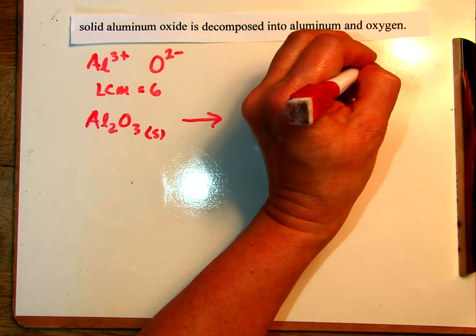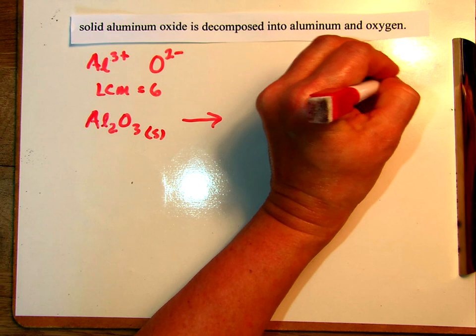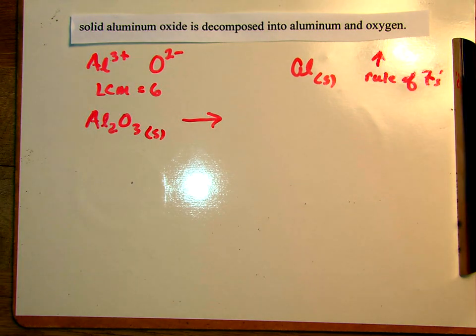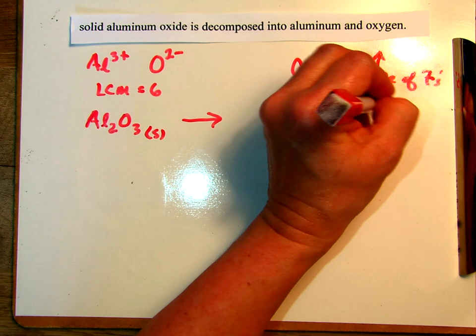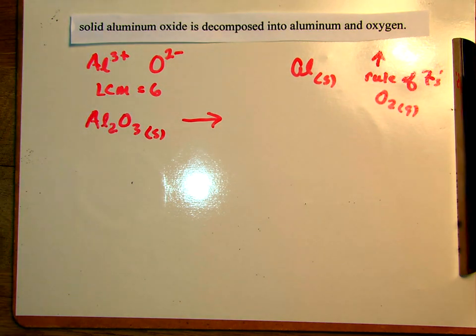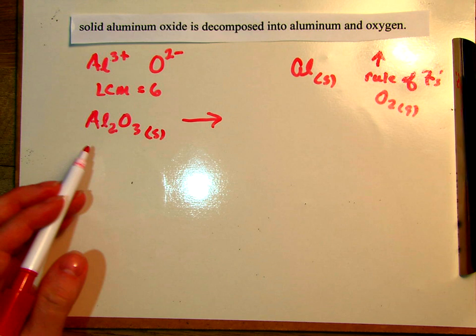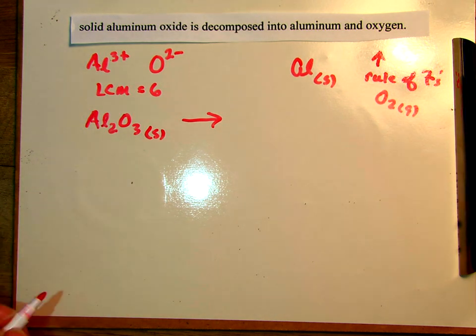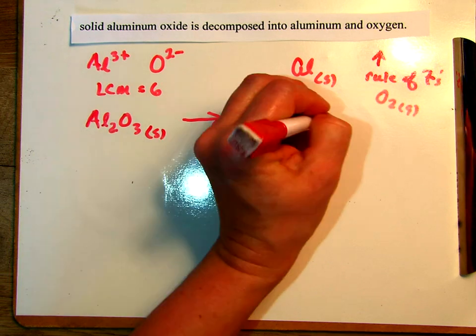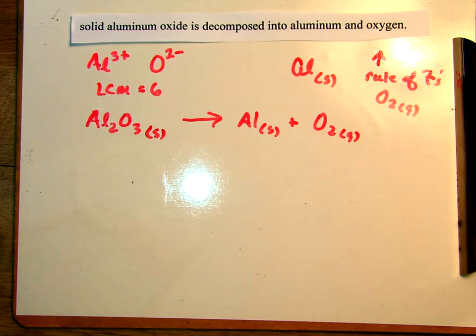Now, for oxygen, we have to follow the rule of 7s. Remember, we learned about that last semester. Oxygen is one of those 7 elements that in nature exist as a diatomic gas. So it's going to be O2, and we'll put the subscript (g) under that. So it becomes Al2O3 solid goes to Al solid plus O2 gas.